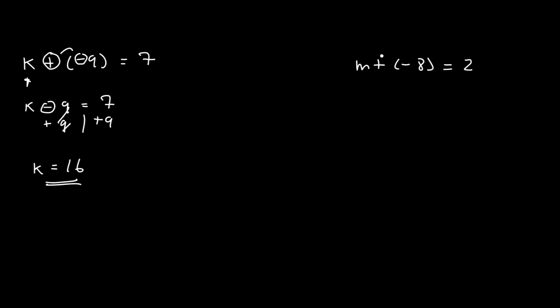Now, over here, similar, different signs will be minus. So m minus 8 equal 2. Let's add 8. Let's add 8, and m will be equal to 10.